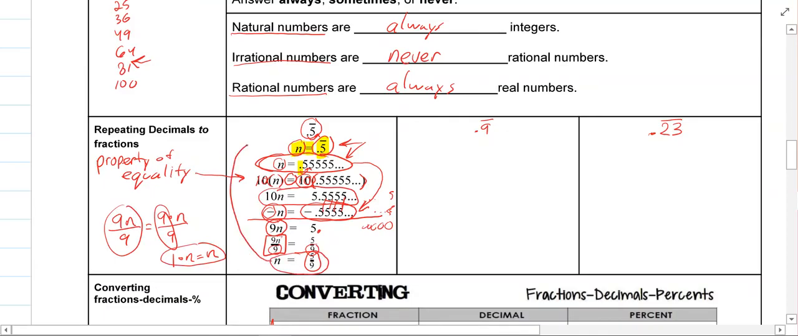Well, what's n? n is also equal to 0.5 repeating, and n is also equal to 5/9. Therefore, 0.5 repeating is equal to 5/9. Now, if you don't believe it, check it on your calculator. Turn on your calculator and do 5 divided by 9. And when I do that on my calculator here, let me put it right in between here, I'm getting 0.555555.